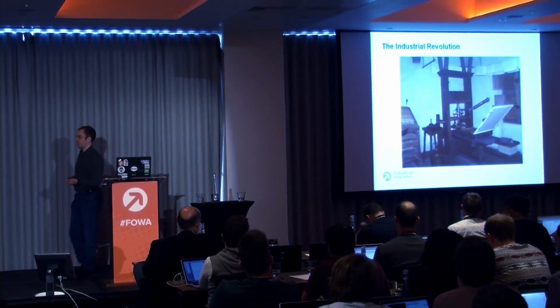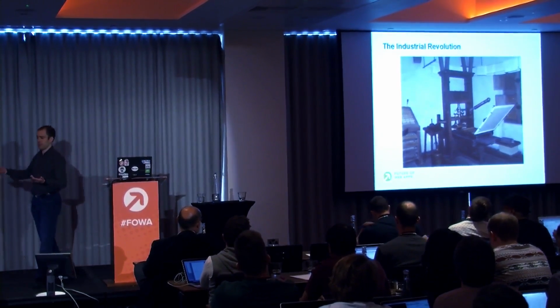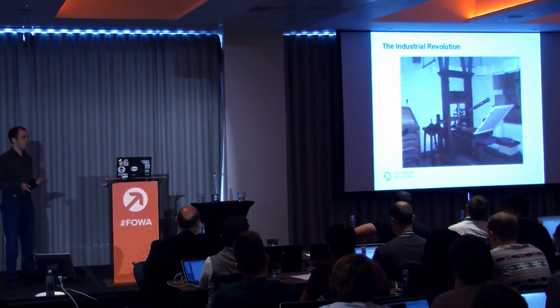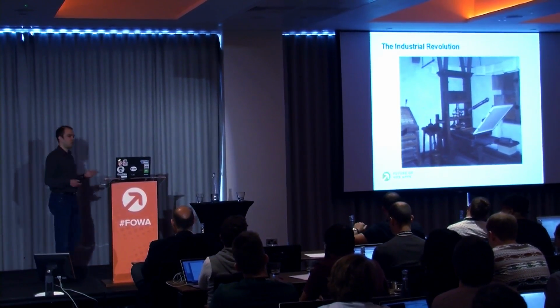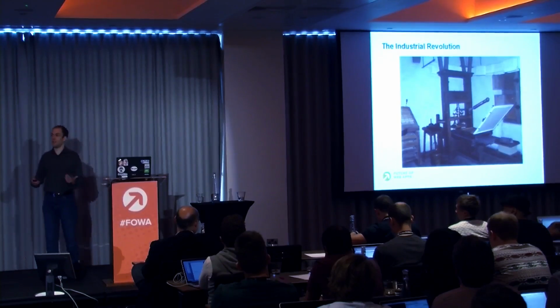Let's move to the Industrial Revolution. We have a printing press. Very nice. We don't have to physically draw the whole thing again. We can just create a template, you know, those plates, and you can just put in paper, put in ink, and you get your entire page all at once. And this allows you to produce things over and over again, much quicker.